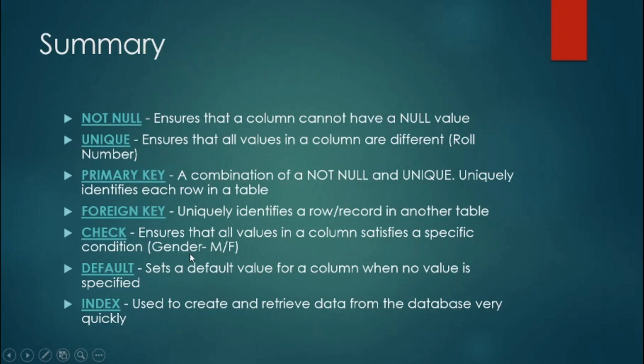For example, I told you about the gender column. It will only accept the values M, F, and U, where M stands for male, F stands for female, and U stands for unknown. Default will set a default value for a column. So for example, if for a certain column you are not providing any value, it will provide a default value that you specified during the creation of your table. Now the index is generally used to speed up the queries or the searches that you will be doing. So this is all we saw in this session about the constraints.